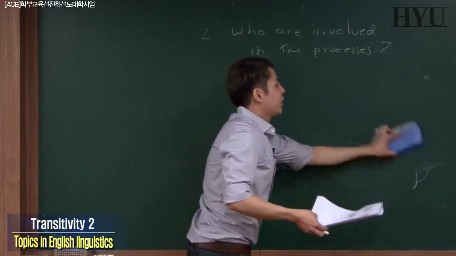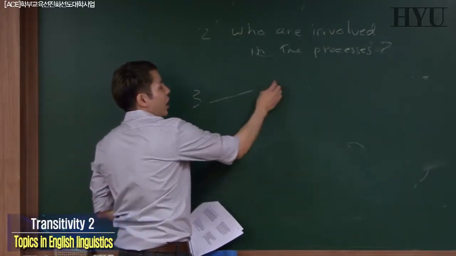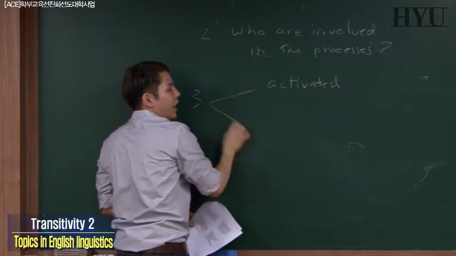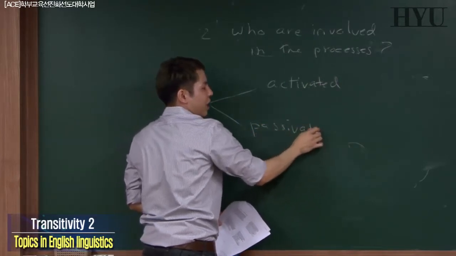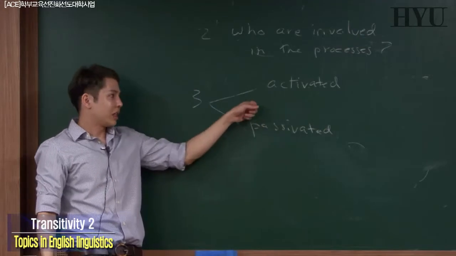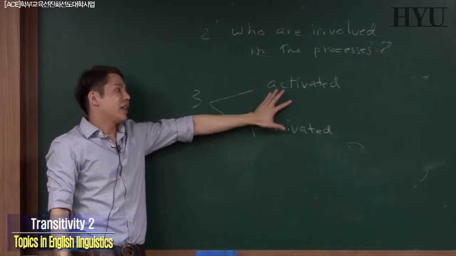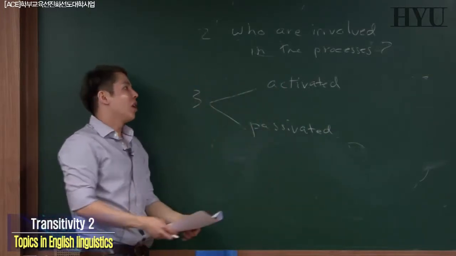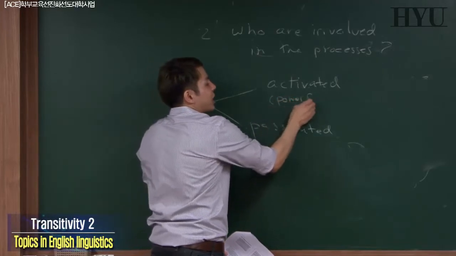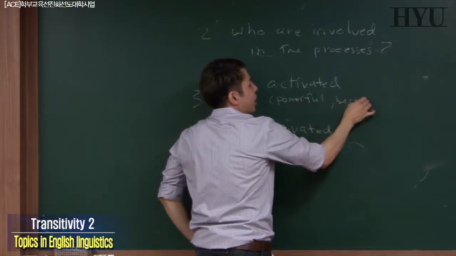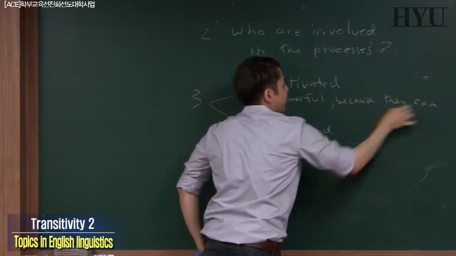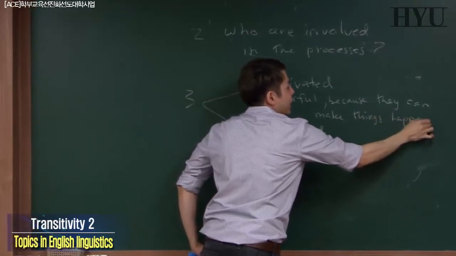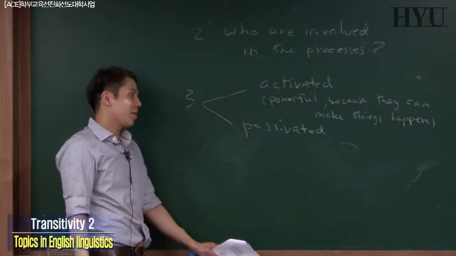And third, when you look at the participants, who are involved, are they activated or are they passivated? Remember the terms that we looked at earlier today. Activated actors are actors who act, who make changes, who cause things to happen, right? Who are powerful because they can make things happen. They can cause change in the world. They can act on other people, okay?